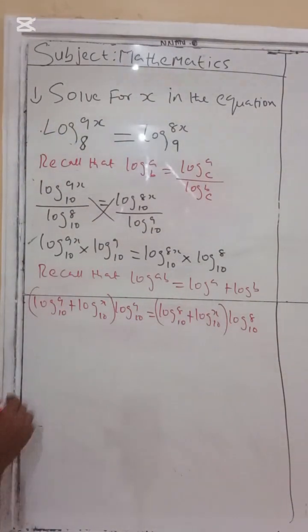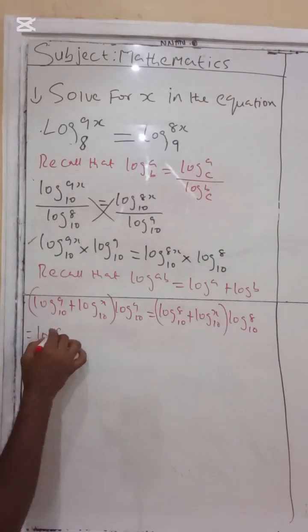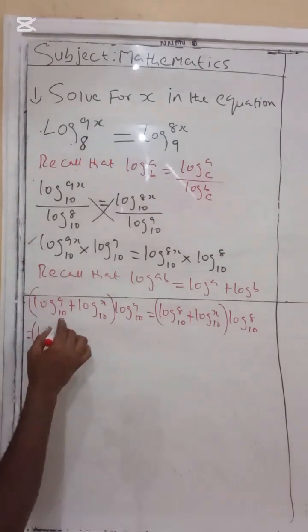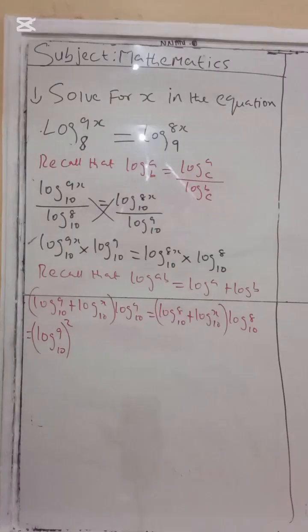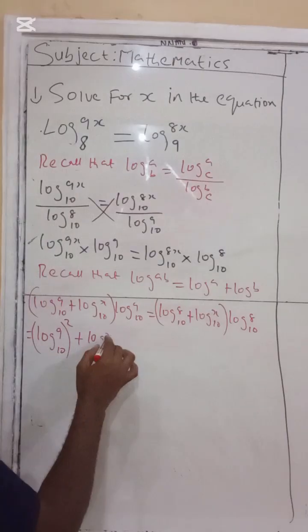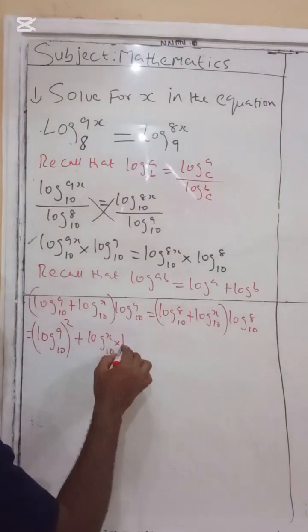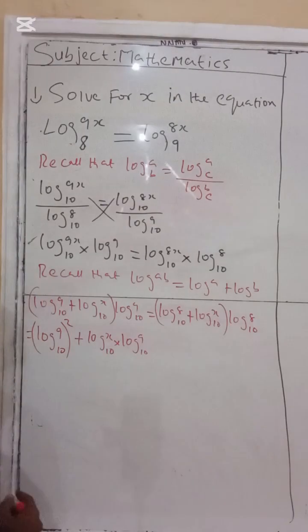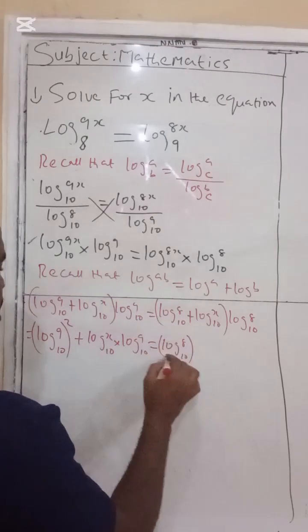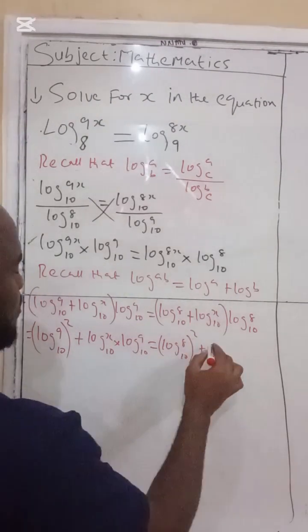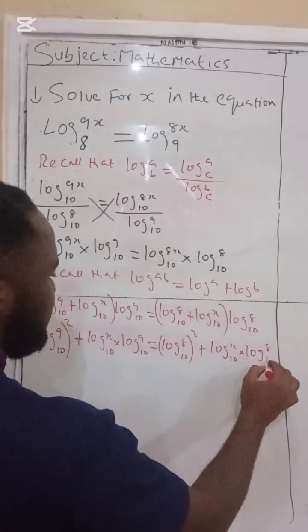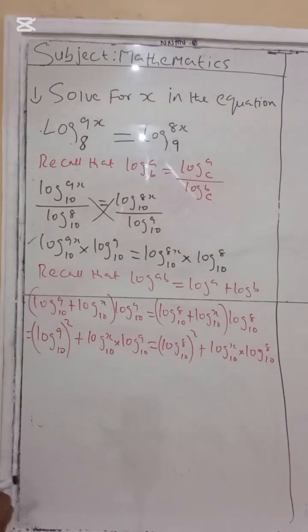So when we expand the bracket, we're going to have log 9 base 10 multiplied by log 9 base 10, which is log 9 base 10 all raised to the power 2. This times this, we are going to have log x base 10 times log 9 base 10, which equals, multiplying out, log 8 base 10 all squared, plus log x base 10 multiplied by log 8 base 10. Okay, so from here now we're going to collect like terms.